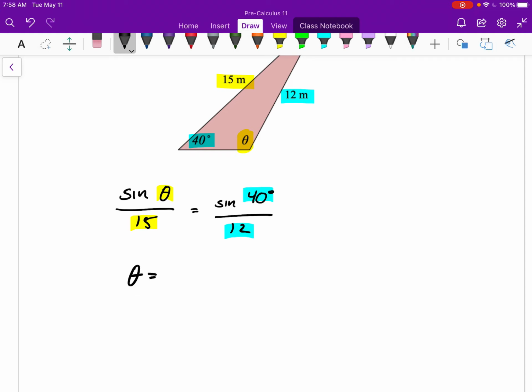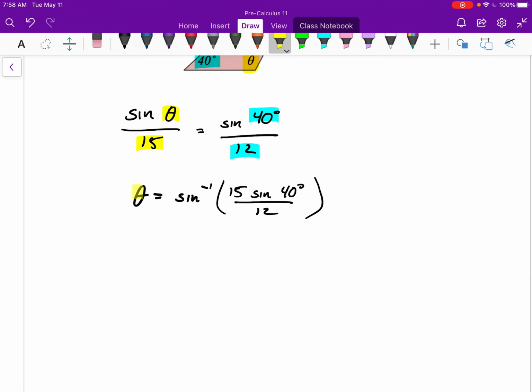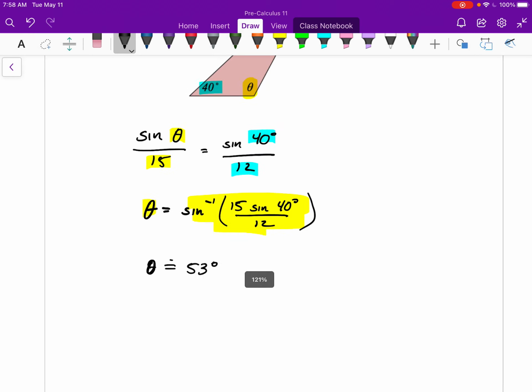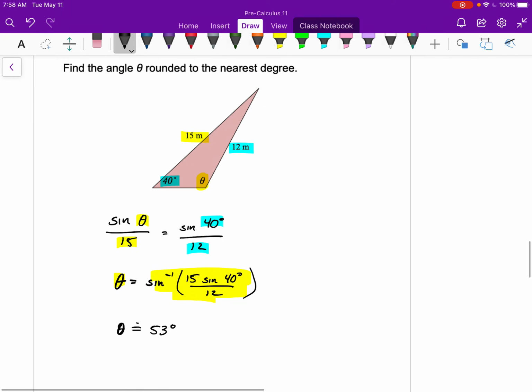And you should get theta equals the inverse sine of 15 times the sine of 40, all over 12. Right, that's the calculation. And again, I spoke about that in the last lesson. So go to your calculator, and theta equals about, because we're rounding, 53 degrees. Okay, that's it. Let's look at my diagram here. There's no way that angle theta is 53 degrees. This is an acute angle, less than 90 degrees. This is an obtuse angle, more than 90.